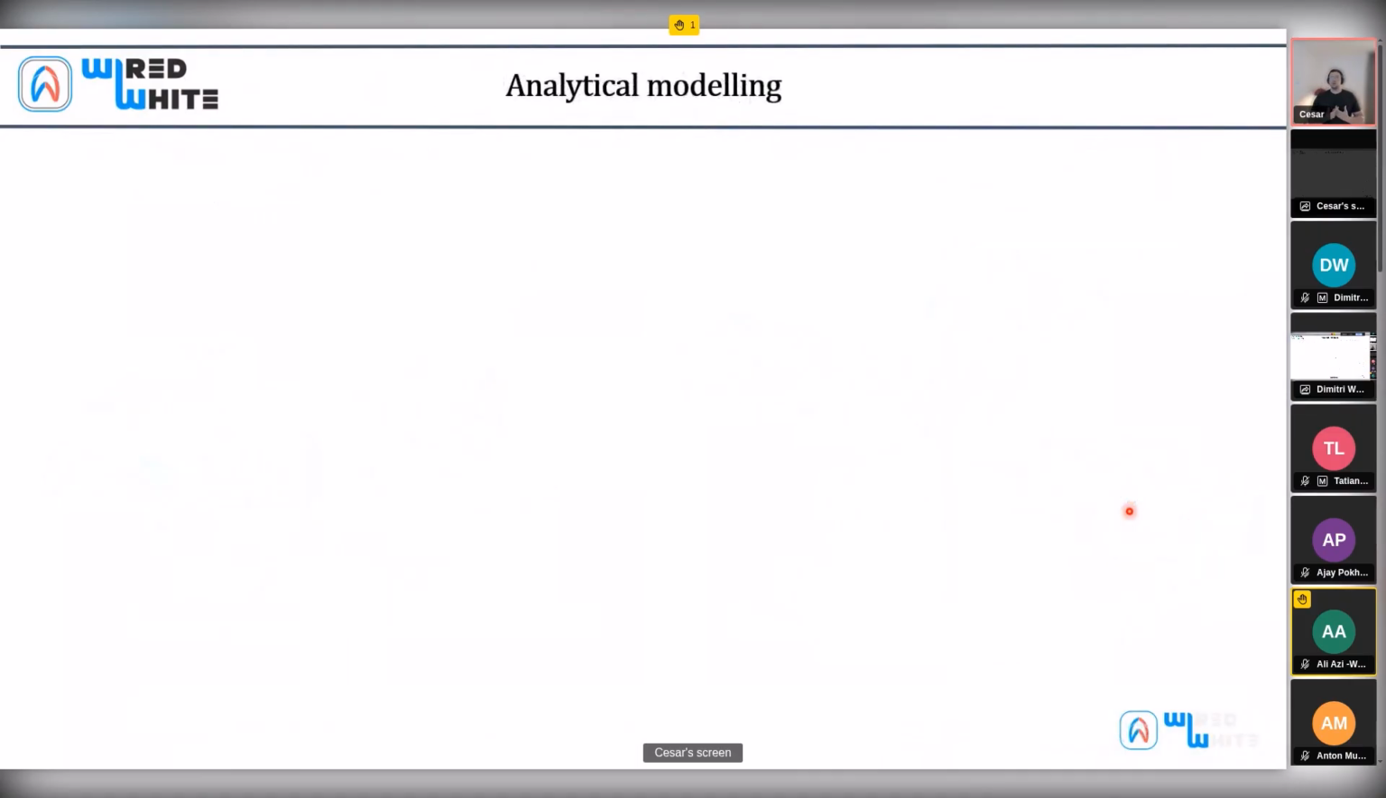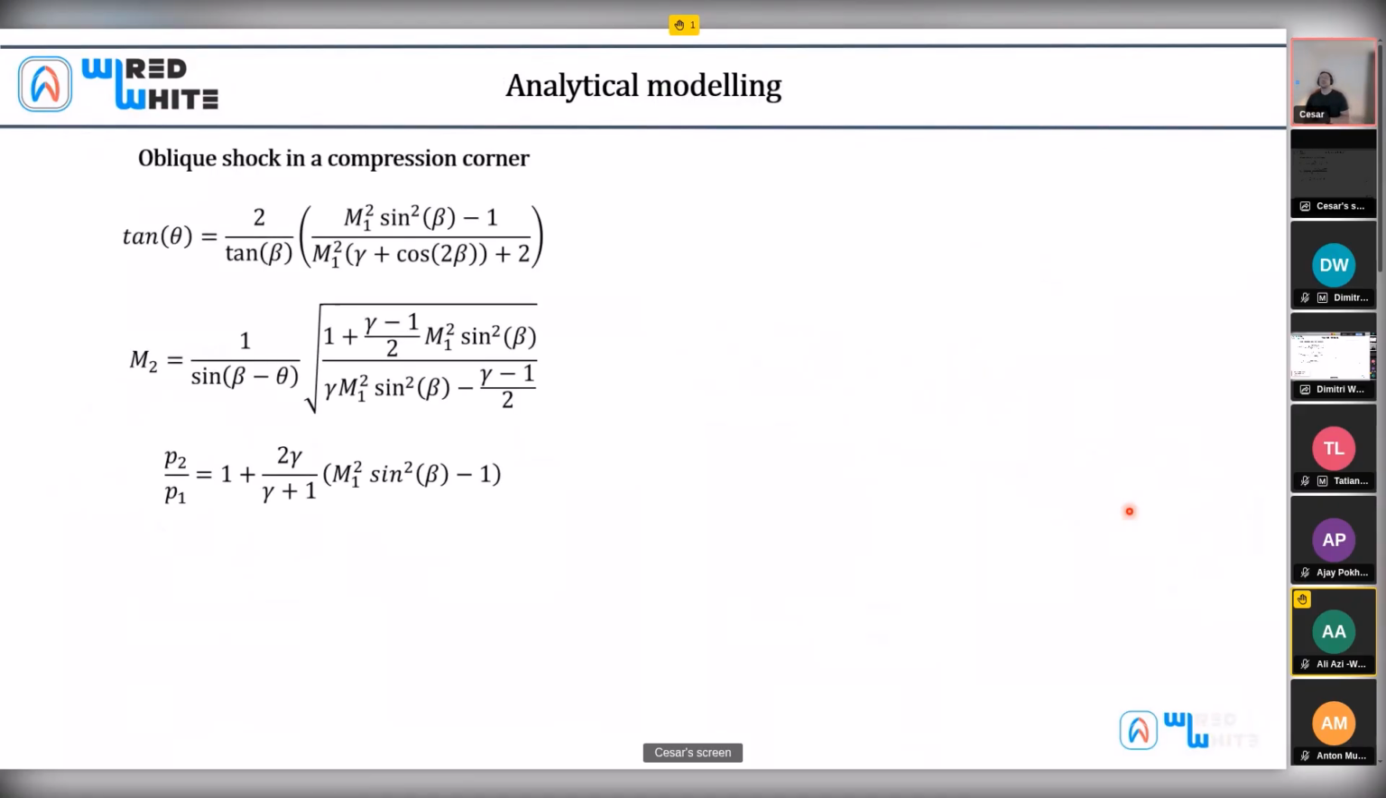Now we're going to see how we solve these equations analytically. Please don't hate me for this slide, because there are many equations that might not be super appealing to most of you. These are the equations used to solve oblique shockwaves on compression corners. The first one is the so-called theta-beta-Mach equation, because it establishes a relationship between the incoming Mach number, Mach 1, the deflection angle, which is theta, and the shock angle, which is beta.